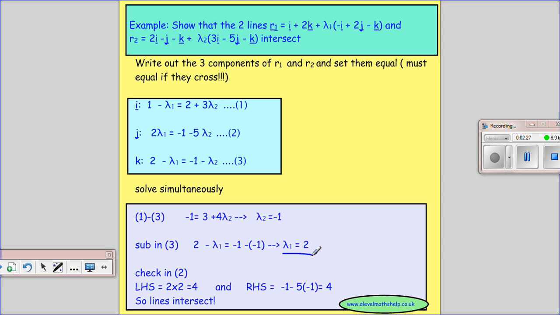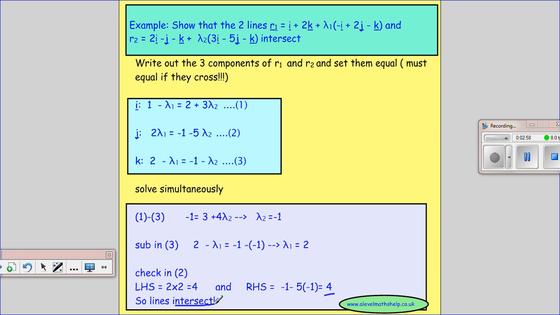So I've got my values for lambda 1 and lambda 2, and I need to check that this works for equation number 2, because I haven't used equation number 2 yet. If it doesn't work for equation number 2, then I don't have a point of intersection. So let's put in for the left hand side, I've got 2 times lambda 1, 2 times 2 is 4, and on the right hand side I've got minus 1 minus 5 times minus 1. So minus 1 minus 5 times minus 1 gives me 4, and so the lines intersect.